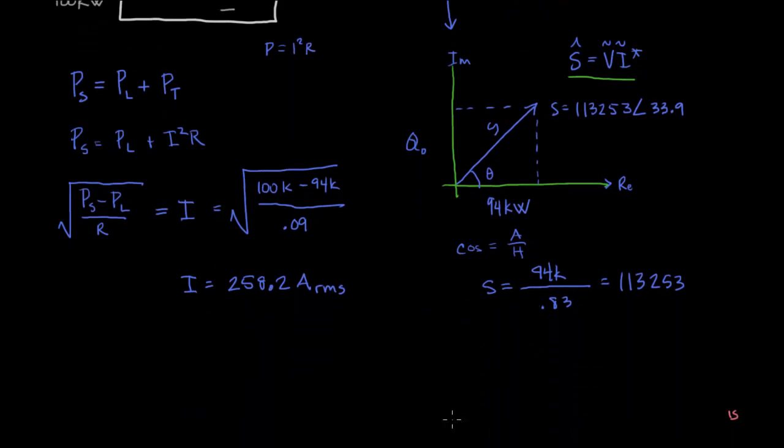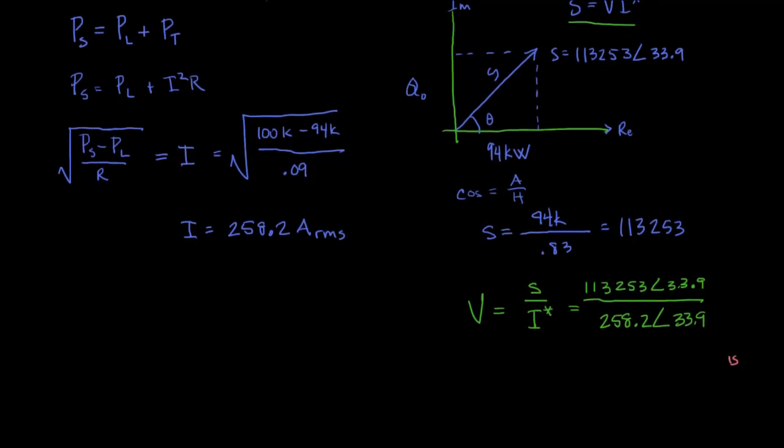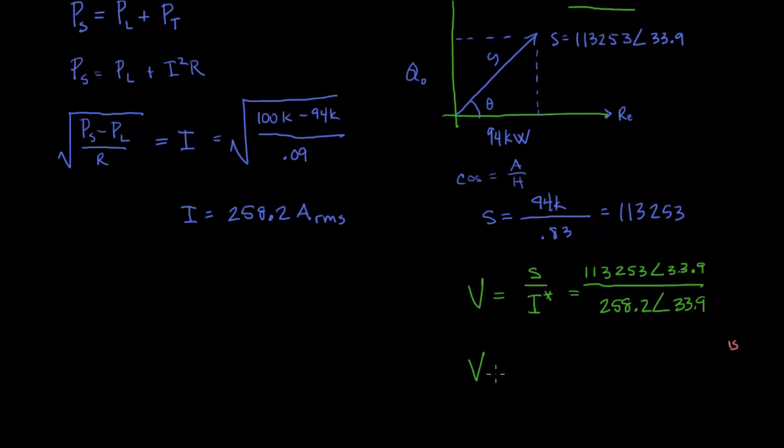S equals V times the complex conjugate of I. If we rearrange that, we get V equals S over the complex conjugate of I. That's 113,253 at an angle of 33.9 divided by 258.2 at an angle of, remember it's the complex conjugate, so a positive 33.9. When we divide this, these angles cancel, so we just divide the magnitudes. This gives you the solution that V equals 438.6 V RMS.